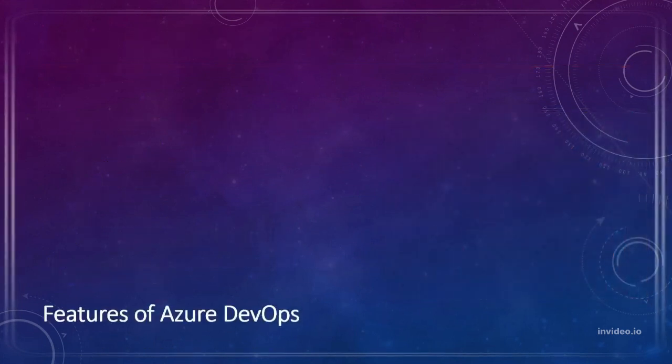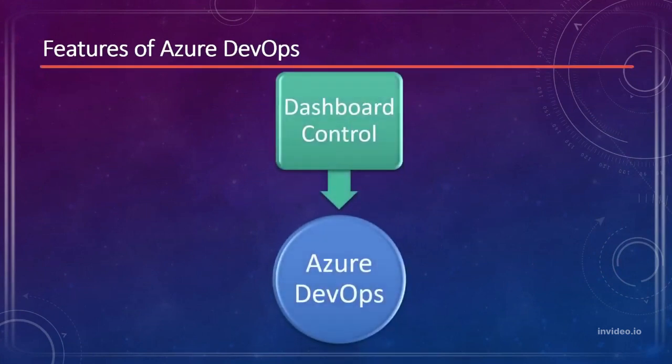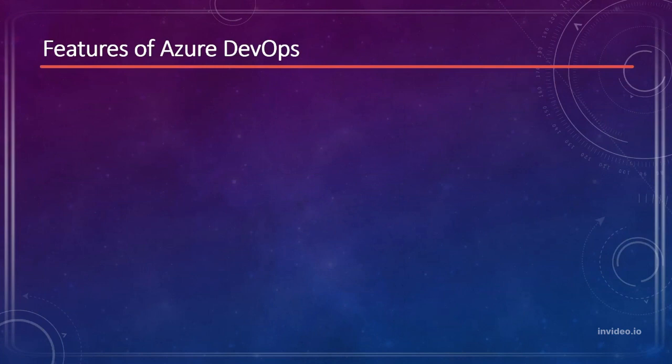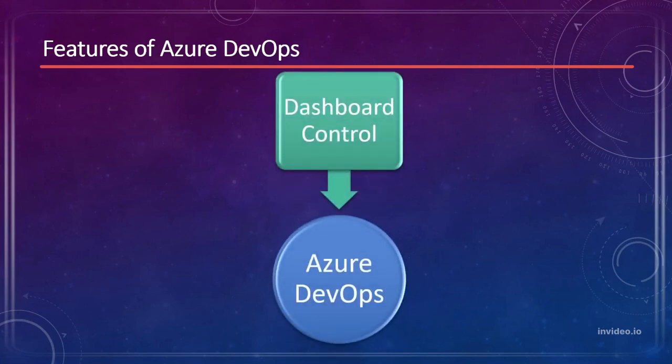So this brings us to the features of Azure DevOps. Now let's learn about the features of Azure DevOps. I have listed the top 6 features of Azure DevOps. Let's talk about them one by one. First, we have dashboard control. You can rapidly navigate to different regions of the project, and build and manage dashboards using the DevOps Manage Dashboard functionality.